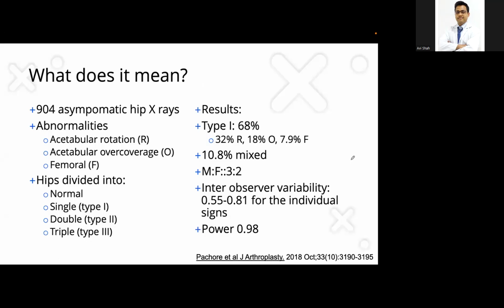We actually did a study. This was a few years ago with Dr. Pachure with ISHS, which is the Indian Hip and Knee Surgeon Society. And we looked at, across multiple centers in the country, 904 asymptomatic hip X-rays. So these patients were clinically diagnosed as not having FAI. And we broke up the abnormalities into those who had acetabular rotational abnormalities by X-ray, those who had acetabular overcoverage by X-ray, and those who had femoral bumps. And we divided these into those that had one abnormality, two abnormalities, or three abnormalities. And we found that a huge number of patients had these abnormalities.